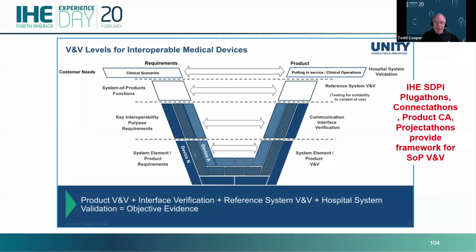But we're looking to do connectathons, just like what you'll be touring here in the very near future. We're looking to product conformity assessment and actually doing projectathons for real world projects that provide that framework. Those testing events provide the framework for the system of products V&V that we've talked about. So there's a very tight IHE story within this. Next slide.